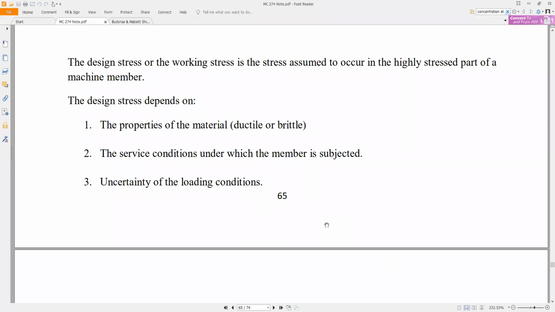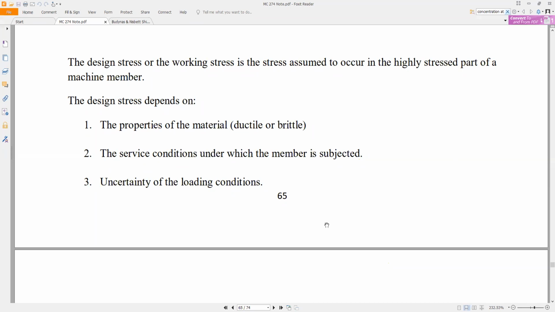So if you're operating a member 24 hours a day, you need to design the member to be able to withstand it, because as you're operating it continuously for that long time, the fatigue stress developed will be more, and many other things may occur during the operation of the member. So you need to ensure that the service conditions of the member are taken into account. Then we also have the uncertainty of the loading conditions.